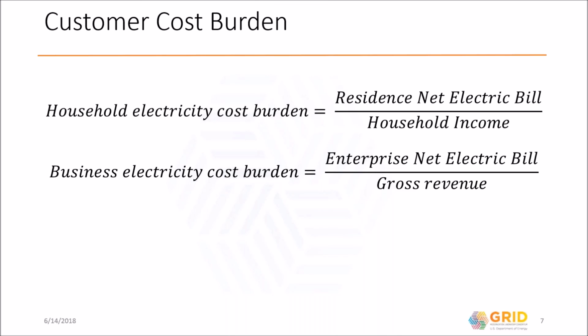The focus of the DOE GMLC effort has been to dive deeper into metrics that derive from customer cost burden. Cost burden is the proportion of income or revenue spent on electricity service. Cost burden facing all customers is important to understand, but we have focused our initial efforts on the residential sector simply based on the availability of data to enable the calculations.